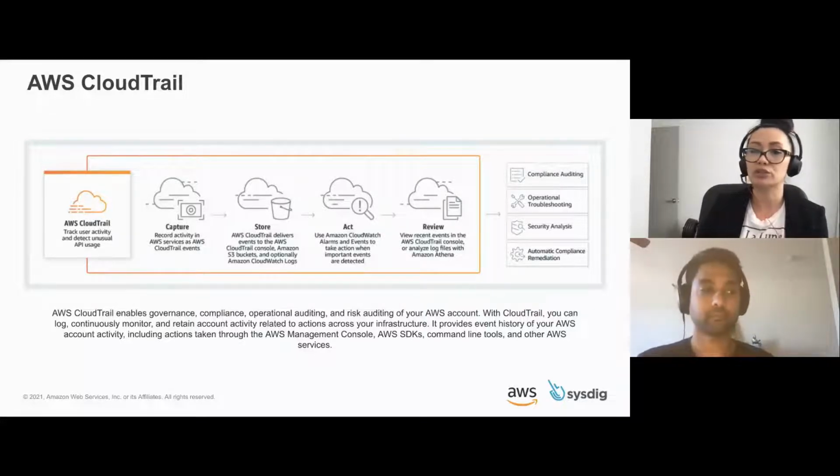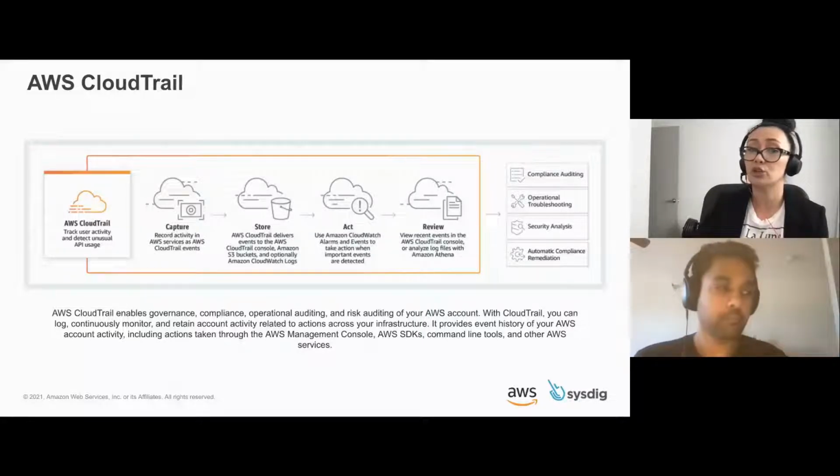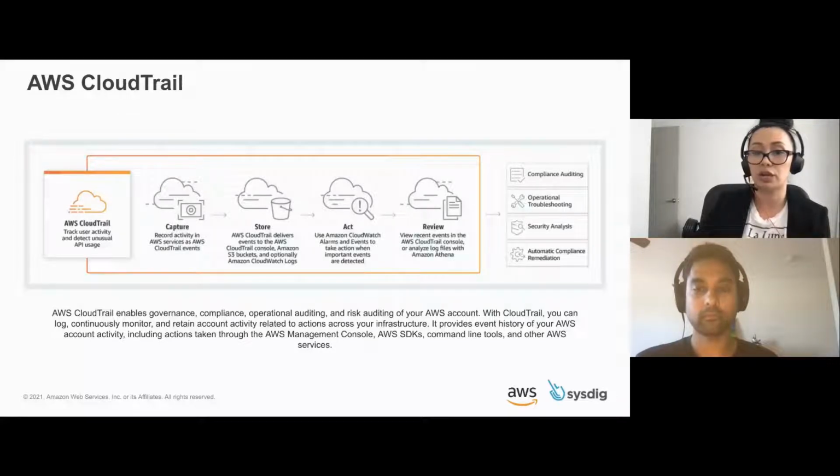You really have to be able to audit what actions are being taken on your AWS resources and by whom, when, and from where at all times in order to achieve continuous security on AWS.